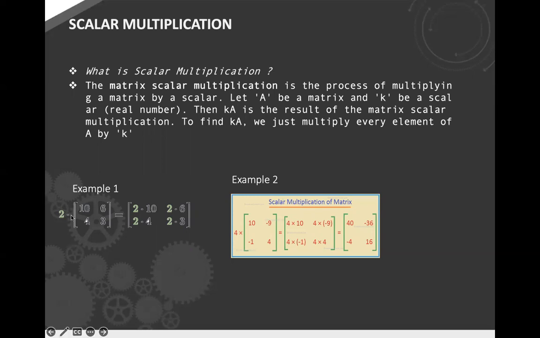So this is our first example, with the scalar 2. So we're going to multiply everything by 2. So we have 2 times 10, 2 times 6, 2 times 4, and 2 times 3. In example 2 here, we're multiplying everything by 4. So we have 4 times 10, 4 times -9, 4 times -1, 4 times 4, and we get our results.